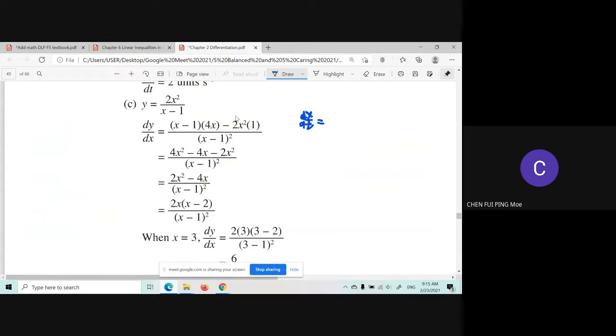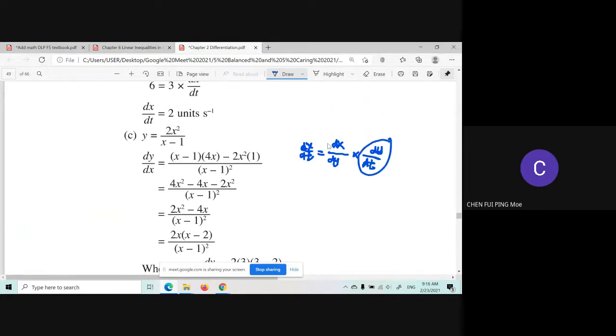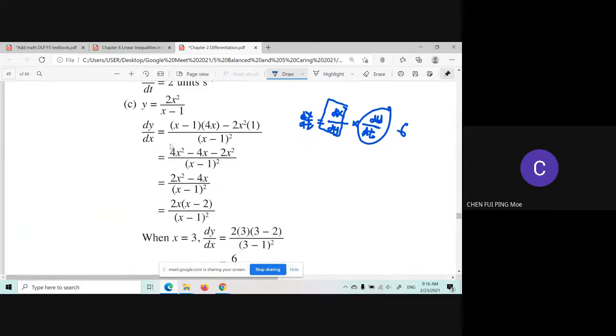How to find dx/dt? We need to form the chain rule. So dx/dt here, then here will be dx/dy times dy/dt. Because just now they already told you dy/dt is 6. So this part is 6, and now you need to find dx/dy. But the equation you have is y in terms of x. If you want to find dx/dy from here, you need to rearrange x in terms of y, which will be difficult. So we find dy/dx first, and after getting the value, we invert it.